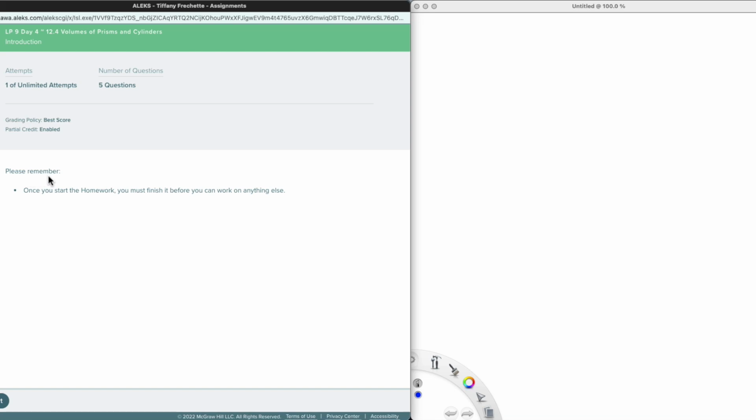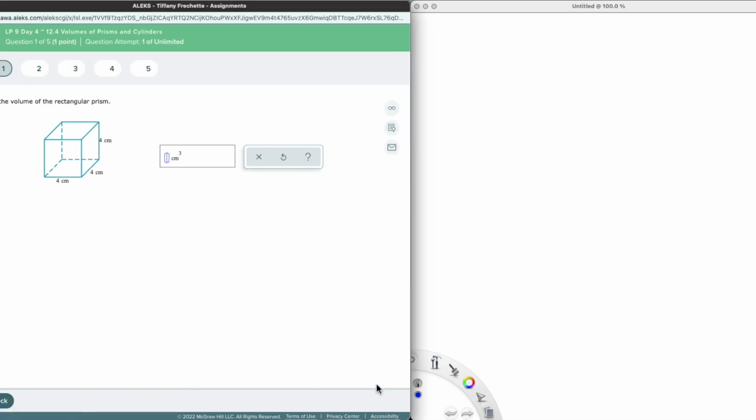Please remember, once you start your homework, you must finish it before you can work on anything else. What that means is once we click start here, down in the bottom right corner, we will see a submit assignment button. That is how we finish our assignments. So we want to make sure that when we're ready to leave the screen, we click submit assignment, because when the program says you can't work on anything else until you finish, it's going to lock you out of all of your other assignments and even the resources.